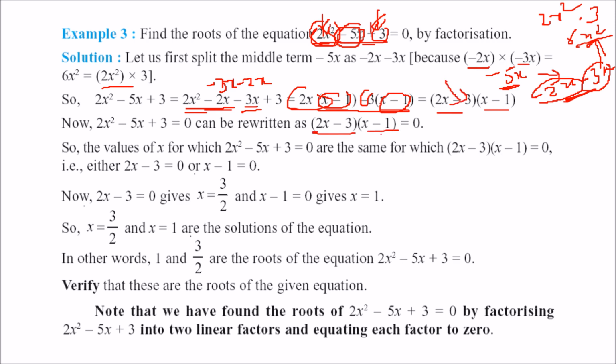Now these are the factors. So either this has to be 0 or this has to be 0. Say x into y equal to 0. What do you say? Either x has to be 0 or y has to be 0.